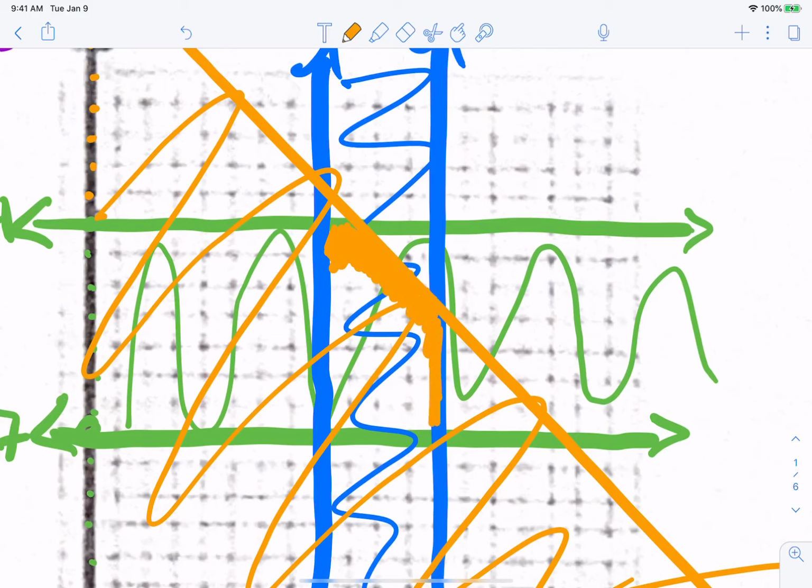Well, we've taken the rectangle and we've lumped off the corner of it.